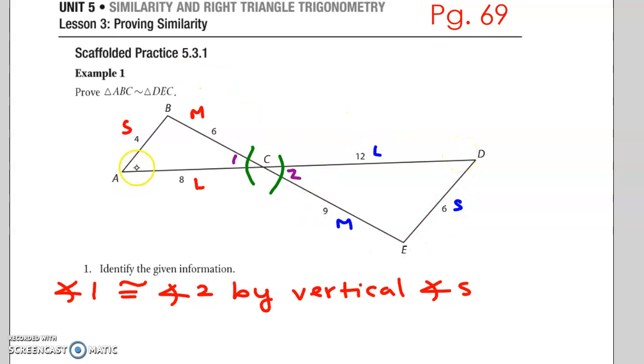Focusing on triangle ABC, I called side AB S for small because it's the shortest side. I called side BC M for medium because it's my second smallest side. And then I labeled side AC with an L for my longest or largest side. I did that for triangle CDE as well, so that when I want to set up proportions to find the scale factor, I have a nice little reference.